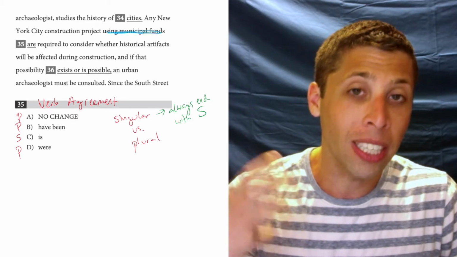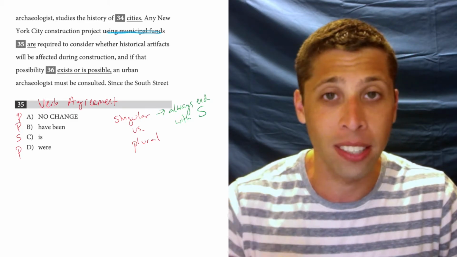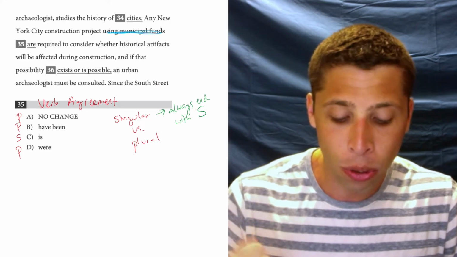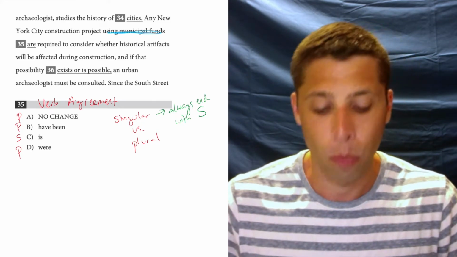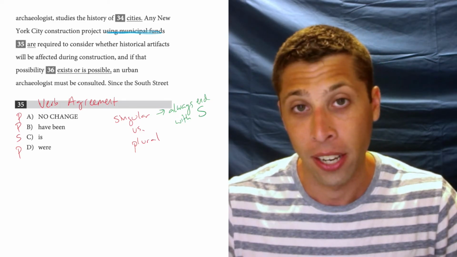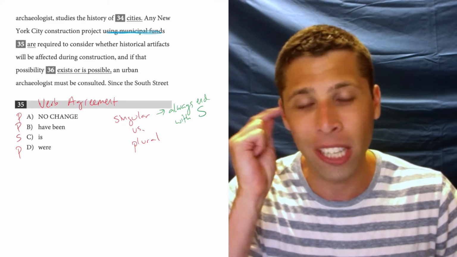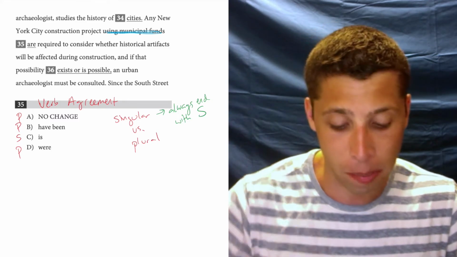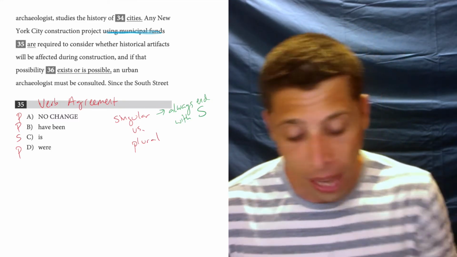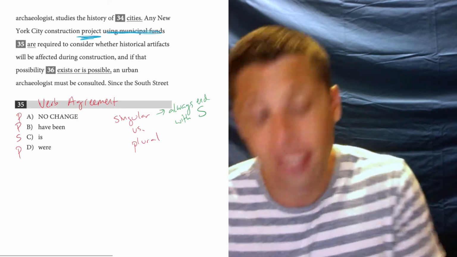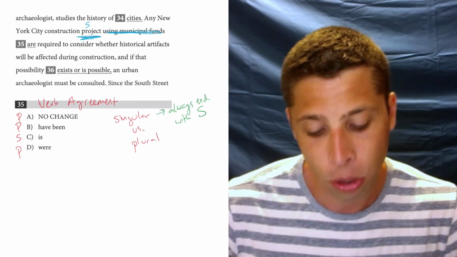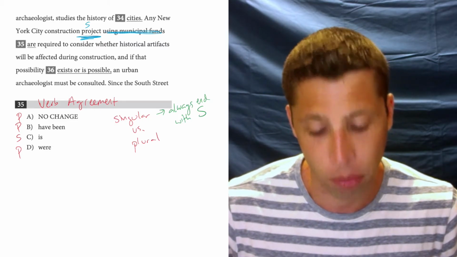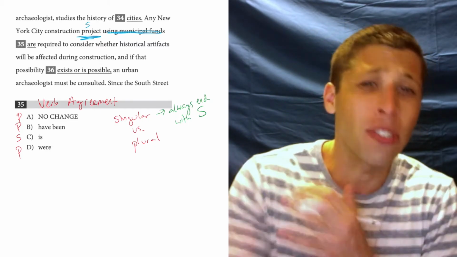And so notice we can cut that out of the sentence and still have a sentence. Any New York City construction project is required to consider whether historical artifacts will be affected. So when we cut it out, we can hear a little better that we're actually talking about something singular. And it's because project is the real thing. It's the project that's required to consider whether historical artifacts will be affected, not the funds. The funds don't consider it.